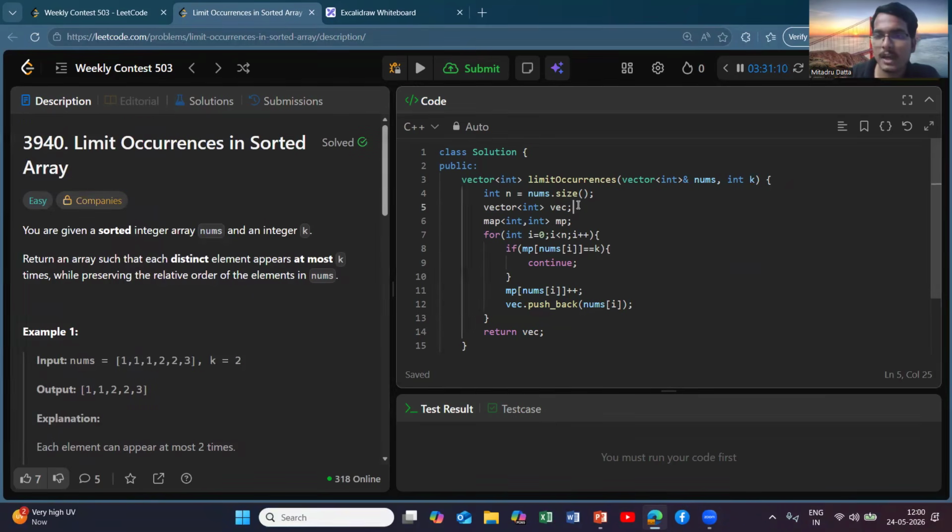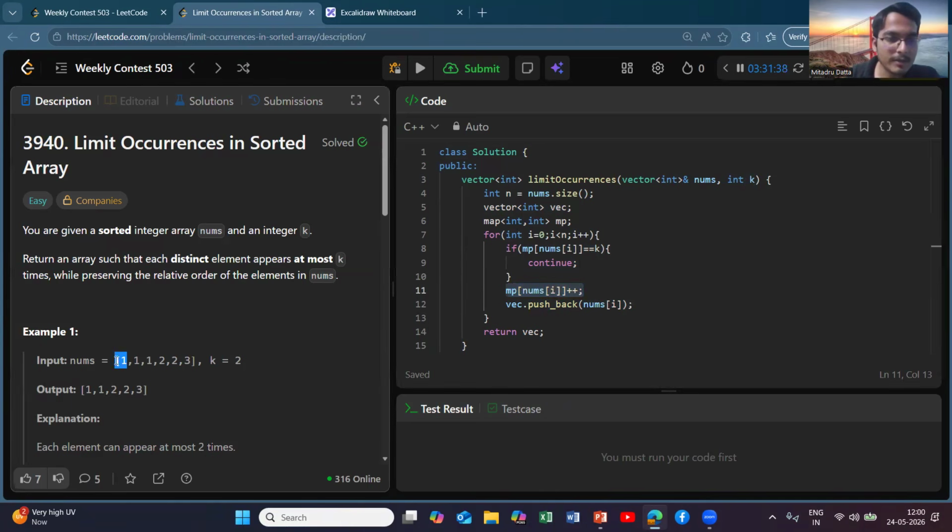You can just have your final vector and a map which will tell you the frequency of the current element. So if the frequency of the current element is already 2, okay, it's already at the maximum. This is the maximum frequency which can occur, right? So if that number's frequency is already the maximum, you can just continue. Okay, you do not need to do anything. Otherwise, you increment the count in your map and you also push back that element.